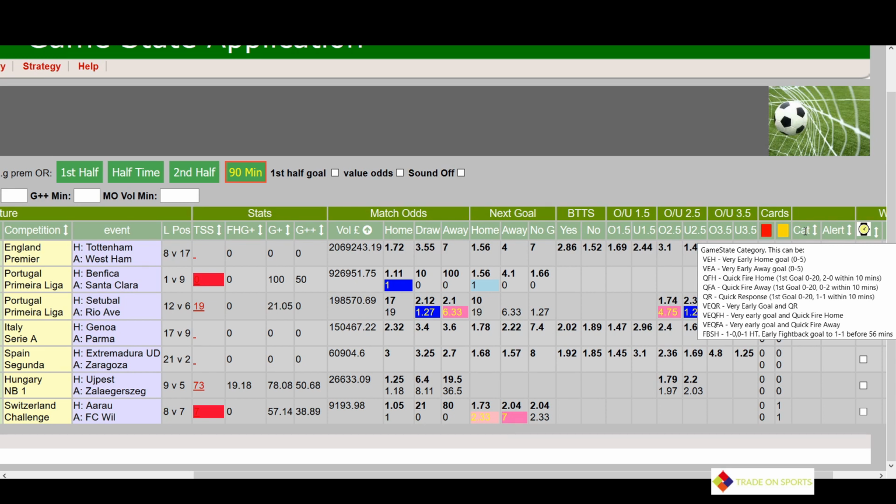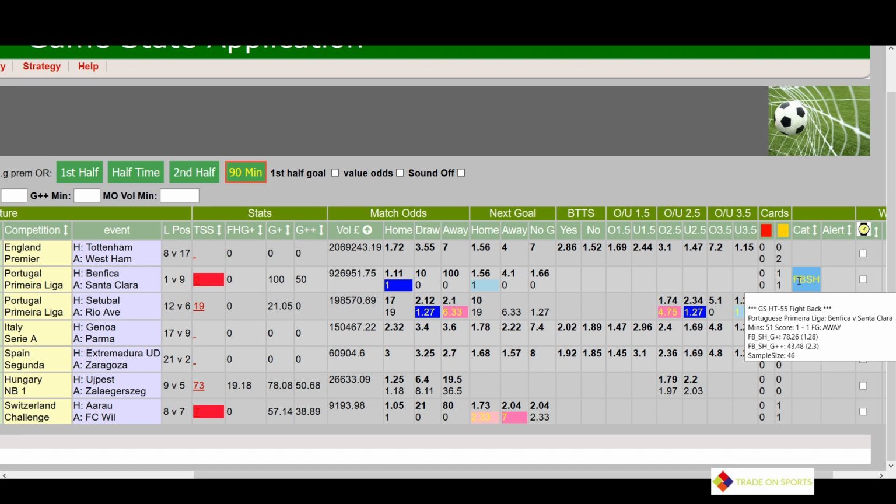So we have one alert in progress at the moment, and that's called the Fight Back second half, and that happened to be the last one on our list of category alerts. So a fight back second half at 1-0 or 0-1 at half time, and the team either losing home or away has come back within 56 minutes to make it 1-1. As with all of the alerts, when you hover over them, you might need to give them a minute to populate once that goal's happened. If there's an early goal, give it a minute and it'll show up with the information.